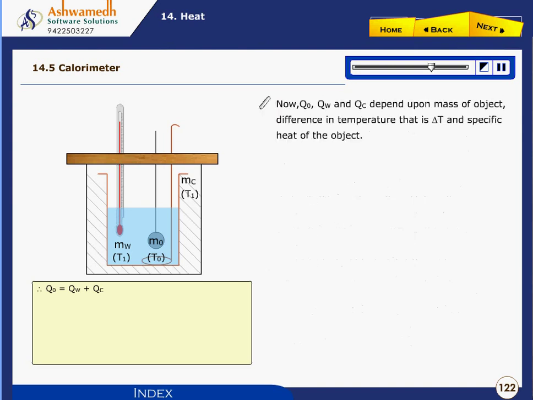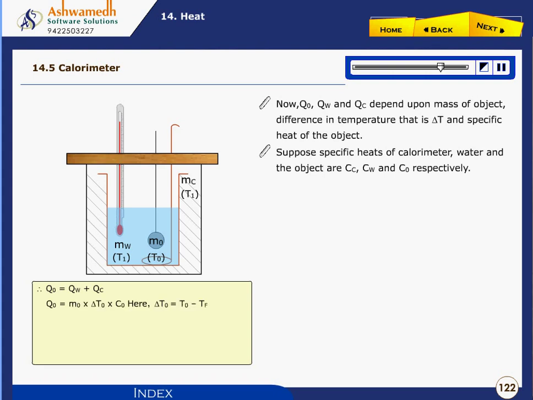Now, Q0, Qw and Qc depend upon mass of the object, difference in the temperature, that is delta T, and specific heat of the object. Suppose specific heat of calorimeter, water, and the object are Cc, Cw, and C0 respectively, then Q0 = m0 × ΔT0 × C0. Here, ΔT0 = T0 − Tf.